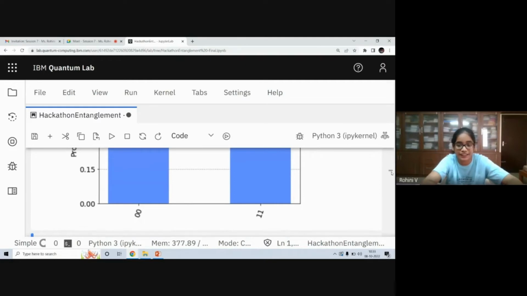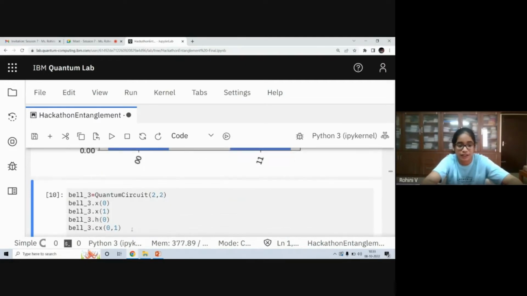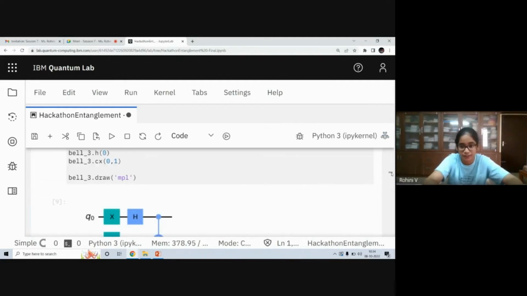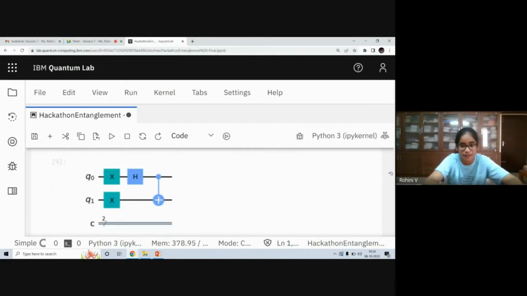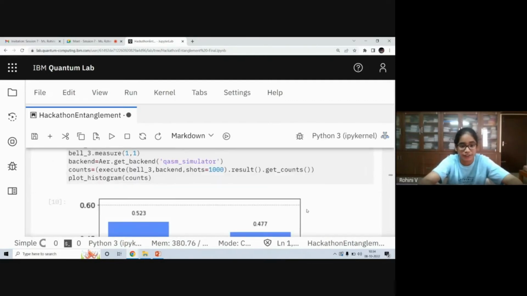Now moving on to Bell state 4, known as bell 3 here, because we've counted 0, 1, 2, 3. Let's create it again. QuantumCircuit(2, 2): first we have X on qubit 0, then X on qubit 1, then for qubit 0 we have H, and then CX. So we get it visualized like this. Awesome. Now I'll run it for you in the histogram.